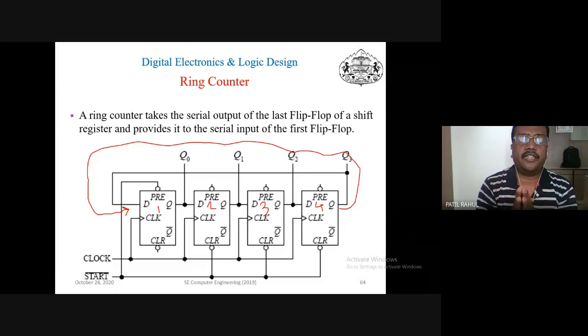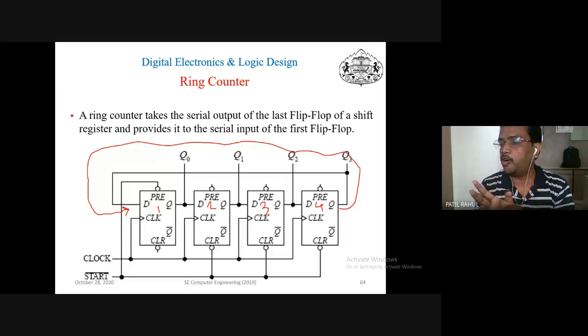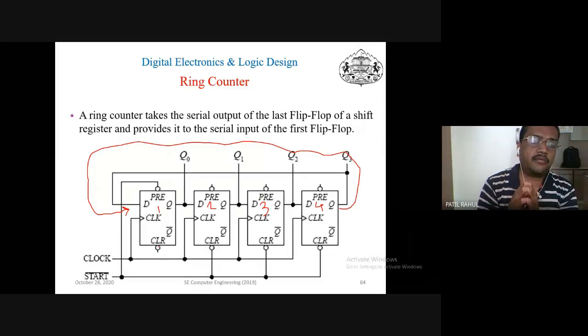Suppose if you connect a zero signal to the preset, then the output of that particular flip flop is 1. And if you connect a zero signal to the clear, then the output of that particular flip flop is 0. Okay students, do you understand what I said? These points are the most important points.